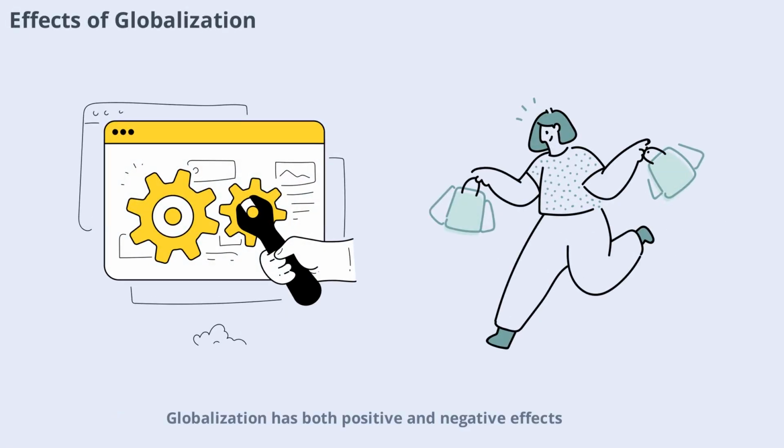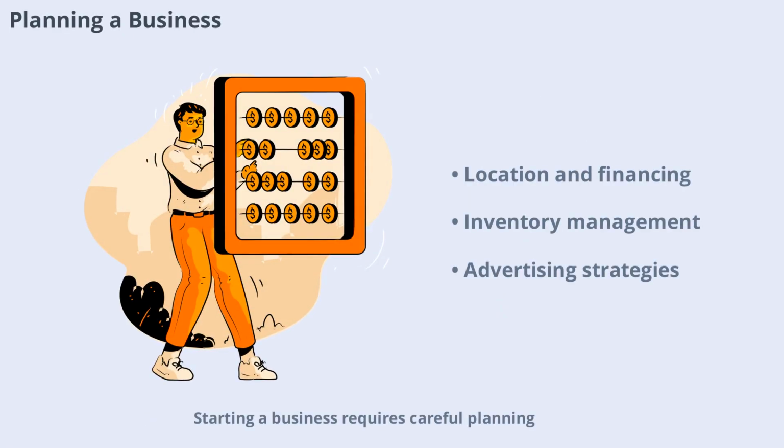Globalization has both positive and negative effects. On the positive side, it provides access to cheaper goods, new technologies, and larger markets for businesses. Consumers benefit from more options and lower prices. On the downside, some workers lose jobs as companies move production to countries with lower wages. The question of what it means to buy American has become more complex, as products are often made from parts sourced worldwide.